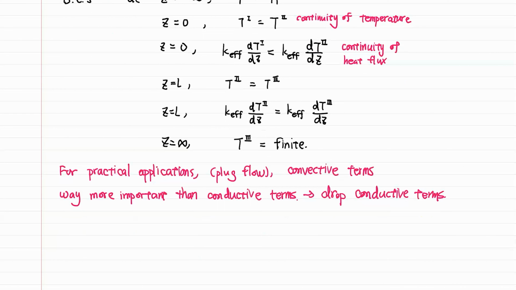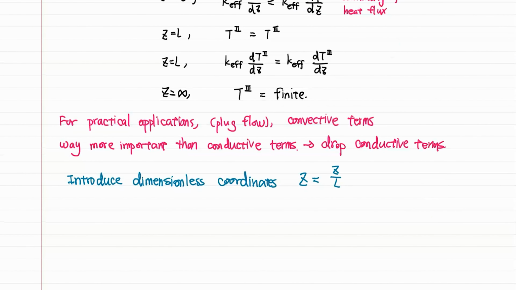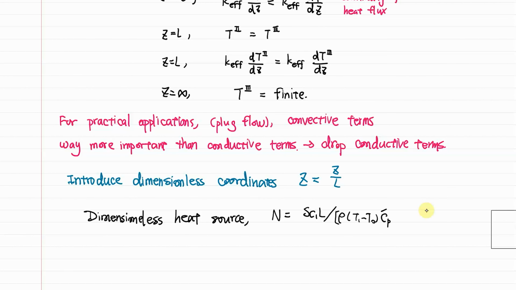Okay, and also we would like to introduce a dimensionless coordinate, capital Z equals z over L. So now we can define a dimensionless heat source, which is N equals Sc1 L over rho times T1 minus T naught times cp v naught.